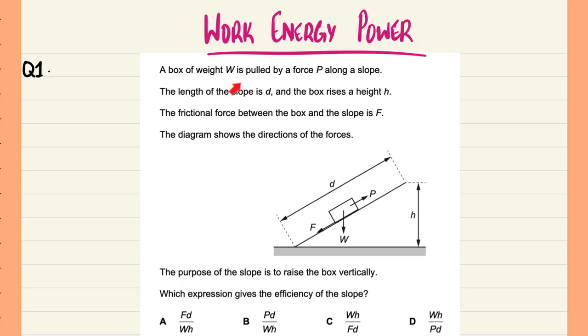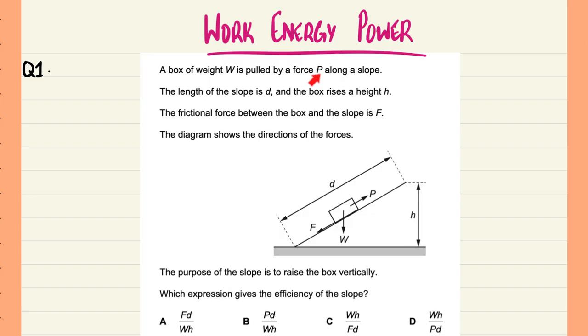Question number 1. A box of weight W is pulled by a force P along a slope. Length of the slope is D. Box rises a height H. Frictional force is there. Diagram shows the directions of all of these forces and distances. The purpose of this slope is to raise the box vertically, right? So this is basically my output. Which expression gives the efficiency of the slope?